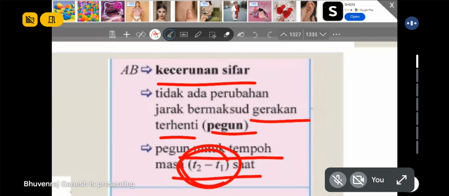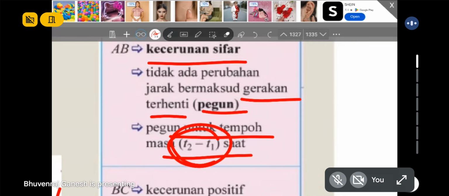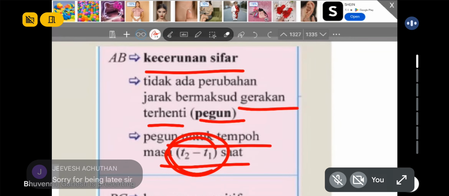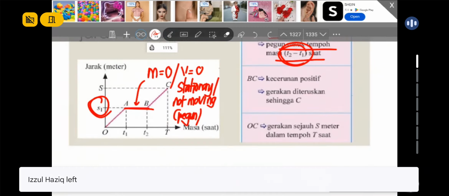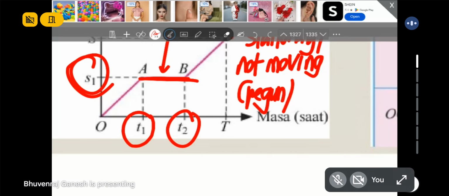Make sure you guys must mention the time. How long is it stationary? Okay, so kamu kena bagi tahu berapa lama dia pegun. Berapa lama kamu boleh kira lah. T2 minus T1. This value is T2 minus T1.